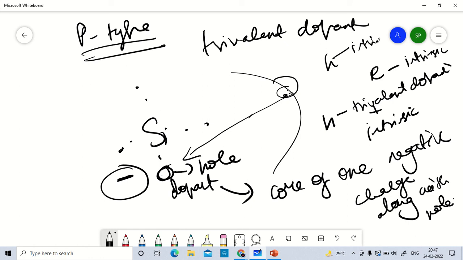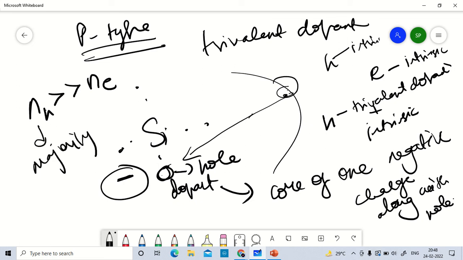Then over here again the number of holes is greater than the number of electrons. So for such a material the holes are the majority carriers and the electrons are the minority carriers. p-type is exactly opposite of n-type. So for n-type you need to remember more electrons, for p-type more holes. Therefore, extrinsic semiconductors doped with trivalent impurity are called p-type semiconductors.